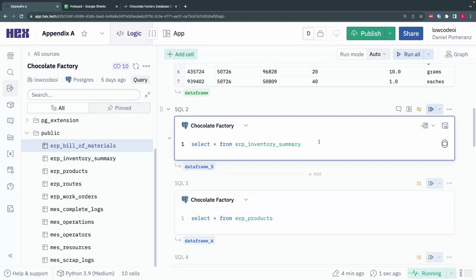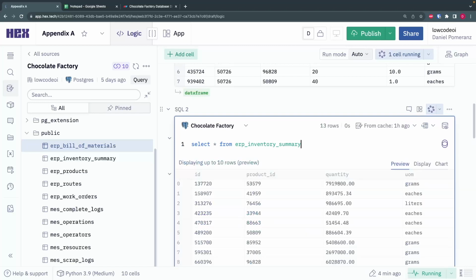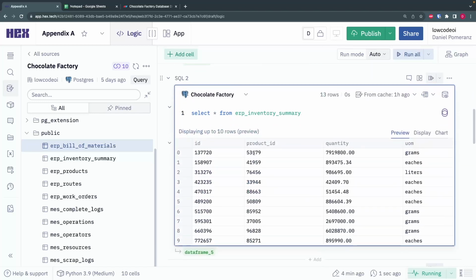Okay. The ERP inventory summary. So in a real ERP, inventory is usually scattered across many locations. So I'm calling this an inventory summary table because it purely gives you the number of UOMs, so in this case the number of grams that are in inventory. Right? So for this product, we have 7 million grams in inventory. So we're good on stock on that part.